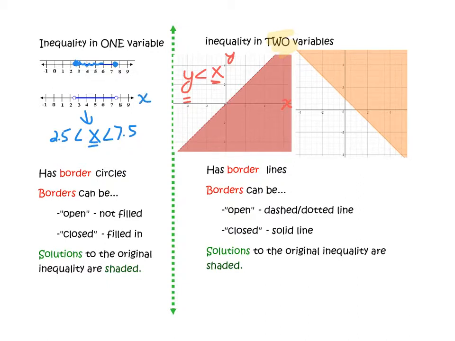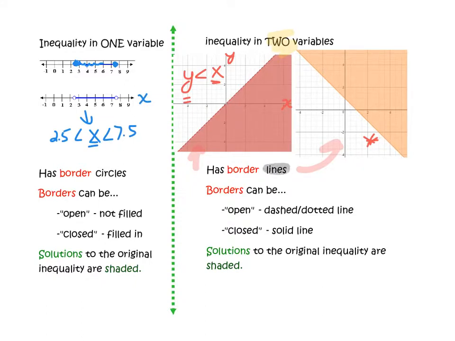But there are going to be a lot of similarities between inequalities in one variable and inequalities in two variables. When we look at these examples up here, and this is just another example to the right, a different inequality, we can see that there's still a border. Now, when there's two variables, those borders aren't circles, but instead those borders are lines.